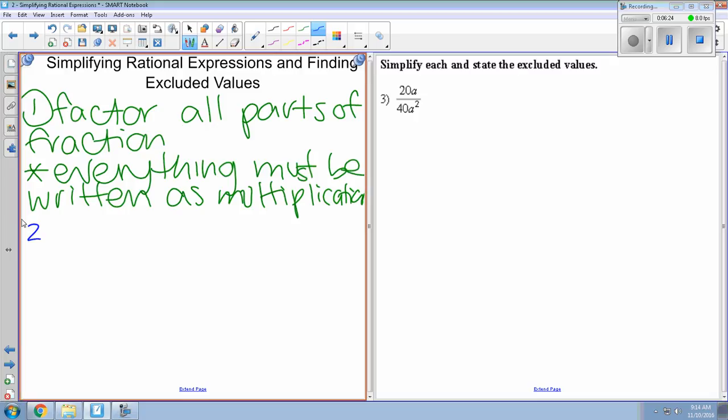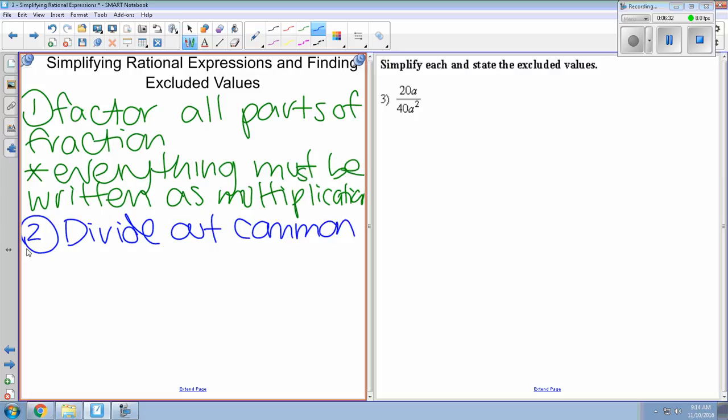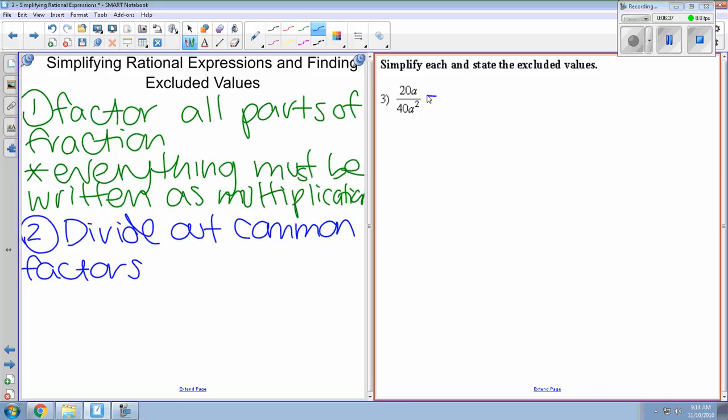Okay, then you are going to cross off or divide out your common factors, something that's in the top and the bottom that you can divide out of your problem. When we look at this one, many of you probably already did it. 20 and 40 have a common factor of 20. So 20 divided by 20 gives you just an a over 40 divided by 20 is 2a squared.